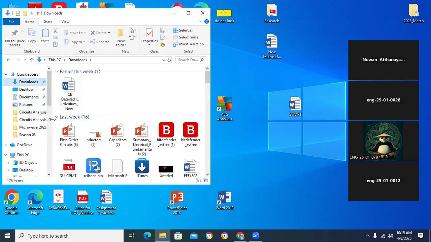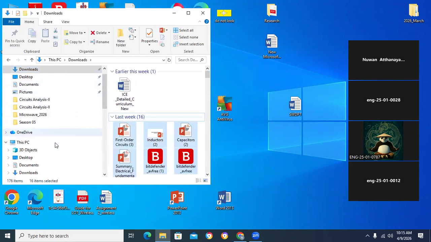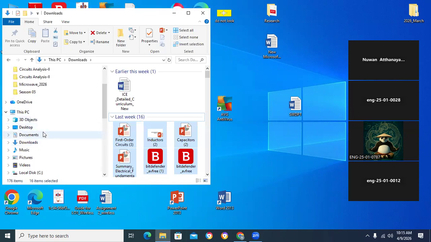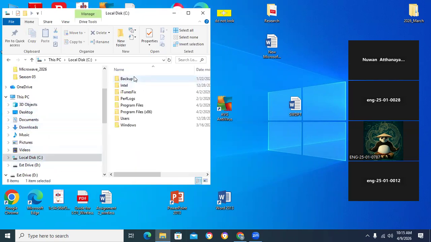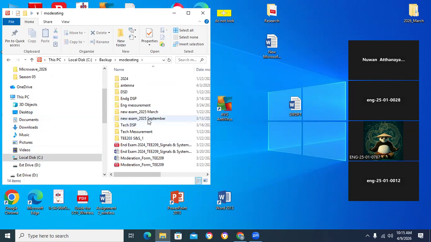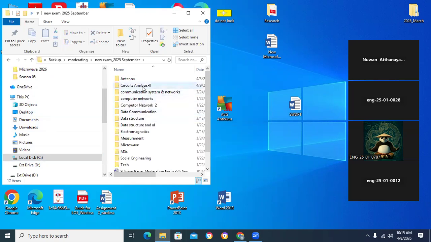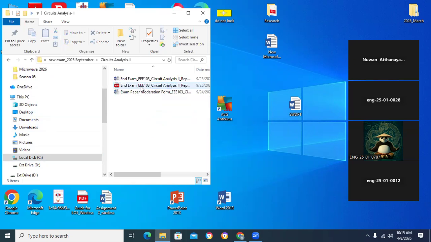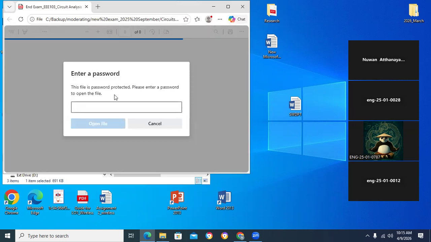We will go to that paper. Okay, this is the paper. There is a password. That password is this code number, EEE103. EEE103, that is the password. Okay, you can see it. This is the password, then you can open the file.